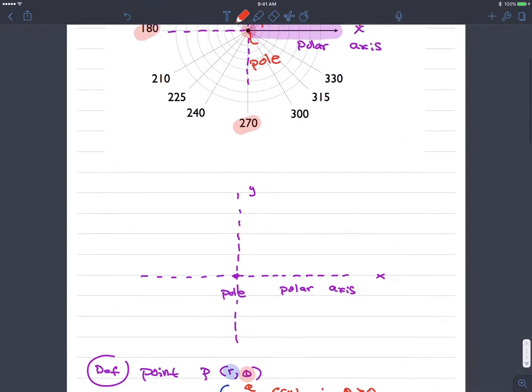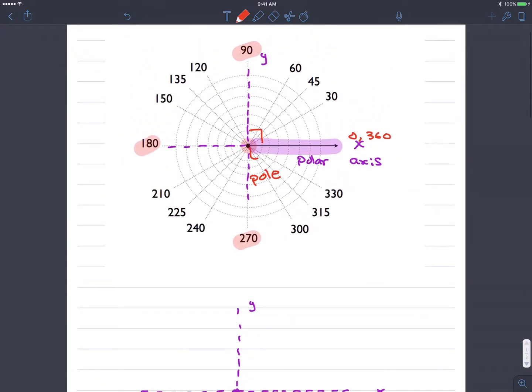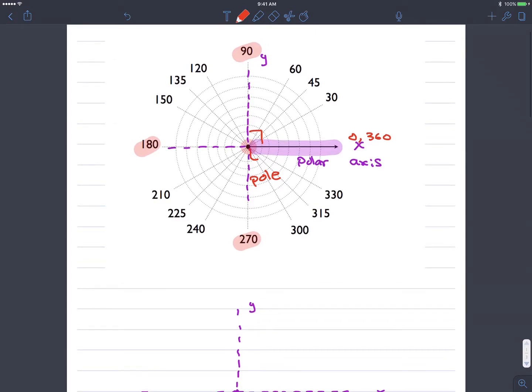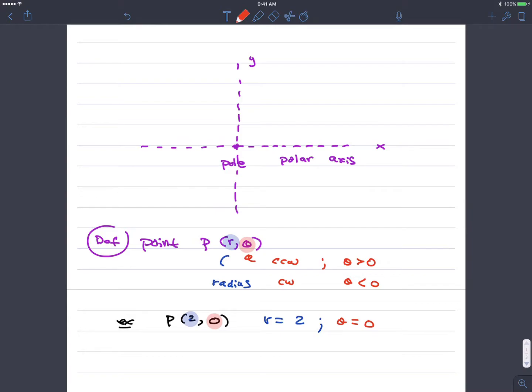Again, it's not an accident. Where would 0 degrees be on this polar axis? We can draw a polar axis here. These lines are imaginary, okay? They're not exactly imaginary. I'm going to erase this.